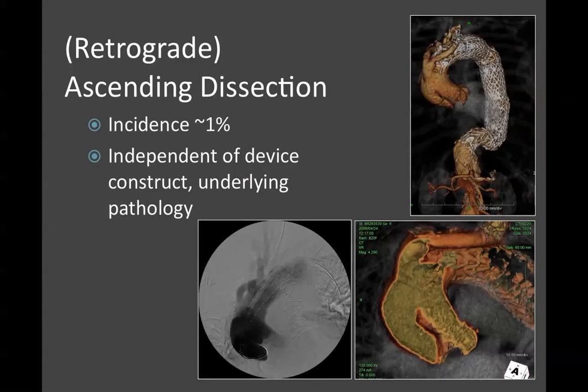Ascending dissections is another very feared complication. If you read the literature, the scattered case reports that are reported, what can be estimated is it occurs in about 1% of cases, although there's been a lot of chatter about some associations with the different types of devices, different constructs, whether there's a bare stent or a non-bare stent at the top, etc. None of those things have borne out. It appears to be, by all measures, independent of the device construct and not particularly related to any particular pathology, whether you're treating dissections or aneurysms or ulcers, etc.